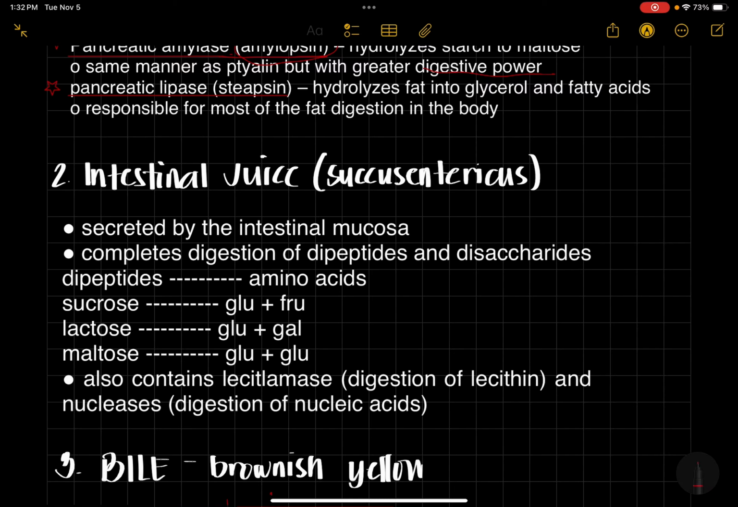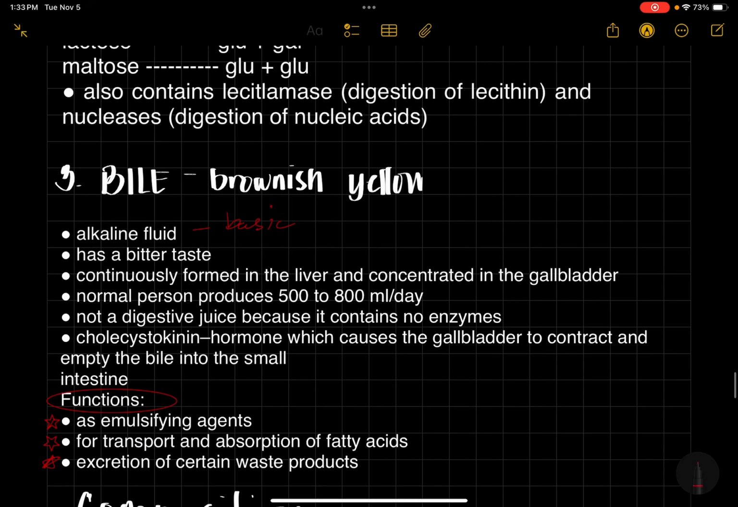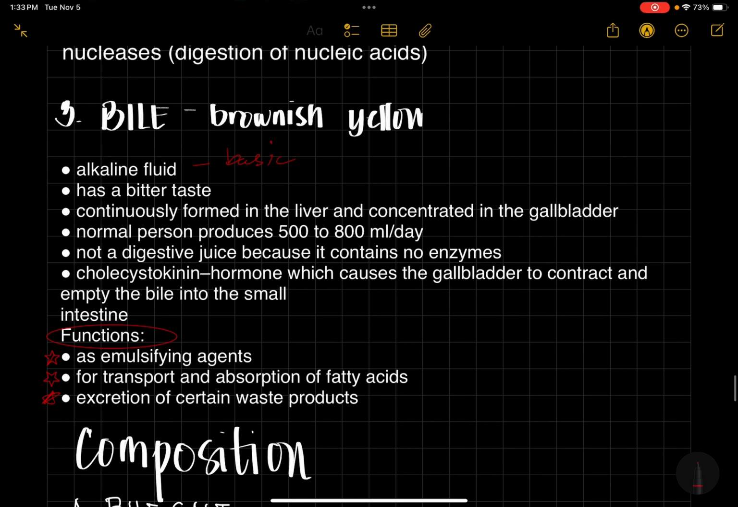Also contains lecithinase for digestion of lecithin, and nucleases, digestion of nucleic acid. We have bile, brownish yellow.